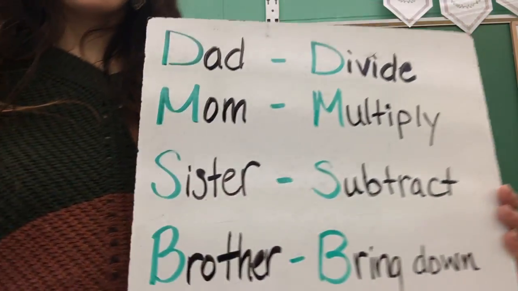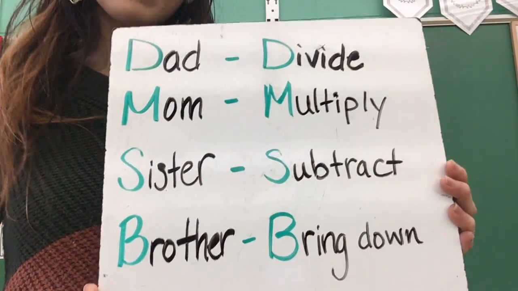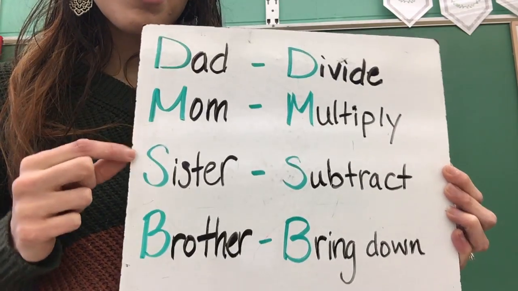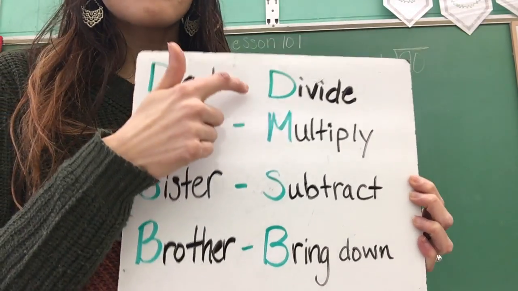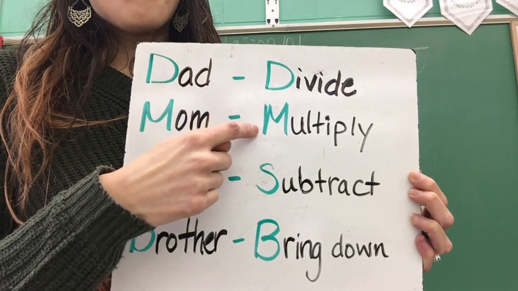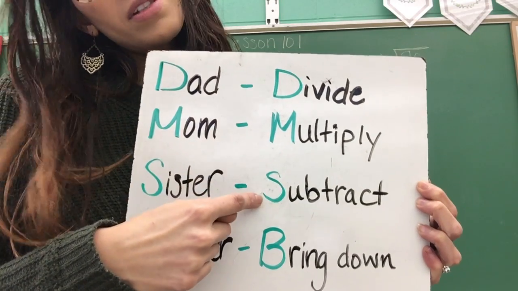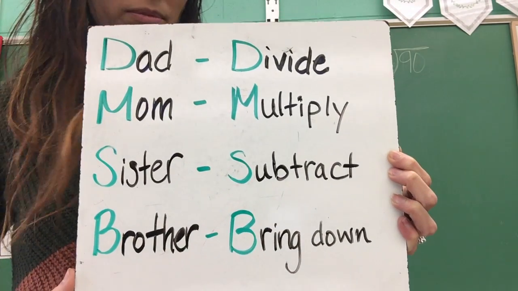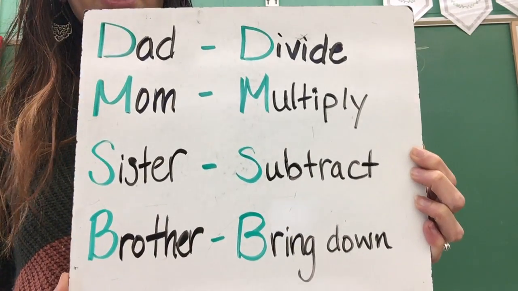This is very important, okay? The steps to dividing are this right here. Dad, mom, sister, brother. Divide is the first step. Multiply is the next step. Subtract is the next step. Bring down is the last step. Write that down on a piece of paper.